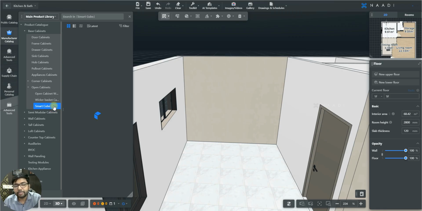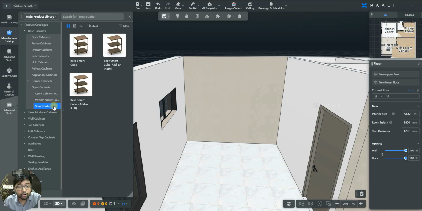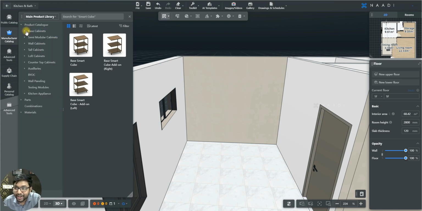And last comes in your smart cube. Yes, we even catalog your smart cube for your kitchen. If you have that requirement, you can precisely use it. So all this cumulatively forms your base cabinet. Now can you see how elaborate your base cabinet catalog alone here is? So this is your first category of cabinet, which is your base cabinet.